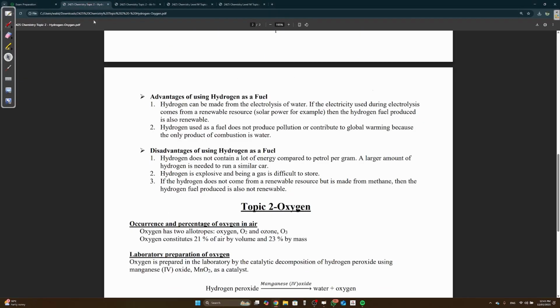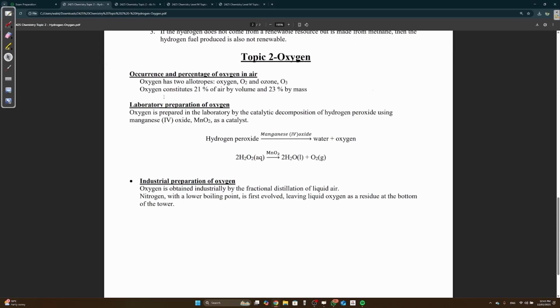Oxygen is very short, so we're going to go through it very fast. Oxygen has two allotropes, O2 and O3, but you usually see O2. You should know that oxygen constitutes 21% of air by volume and 23% by mass, but 21% is the statistic that they usually ask for.